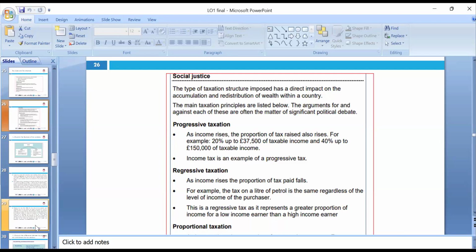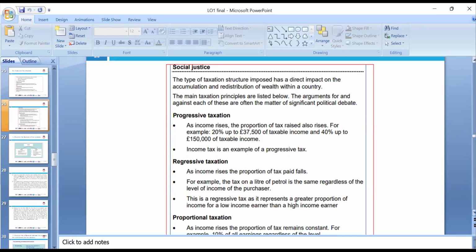A regressive tax is one where the proportion of the tax falls as income rises. For example, the tax on a liter of petrol is the same regardless of the level of income, and this is a regressive tax as such purchases represent a greater proportion of the income for the lower earner than the higher earner.